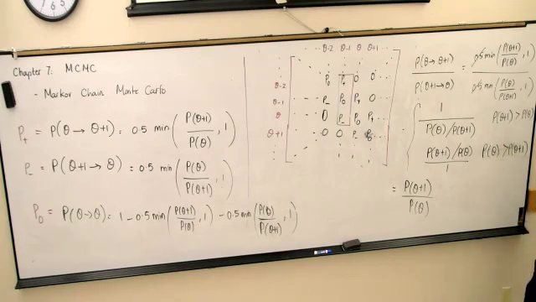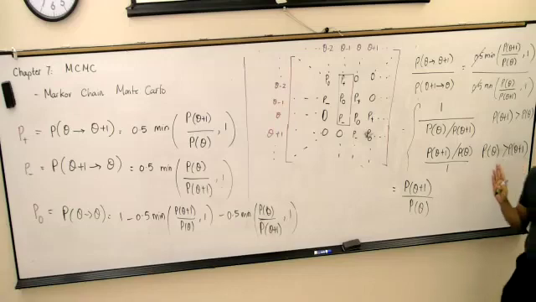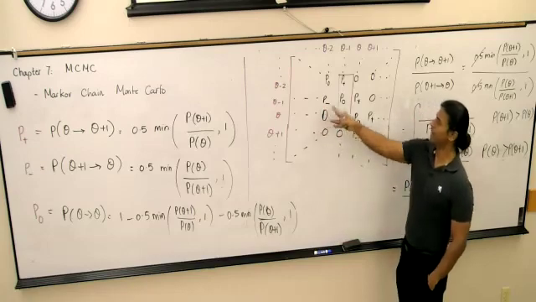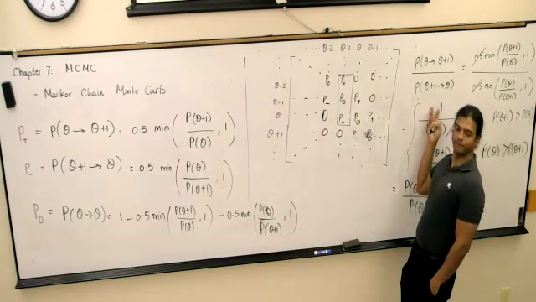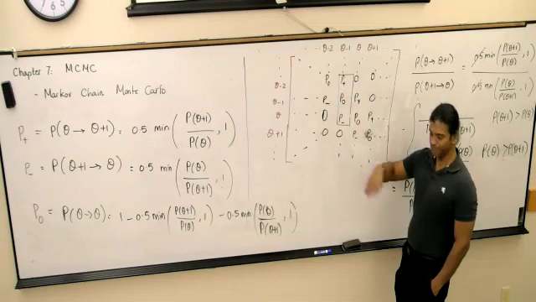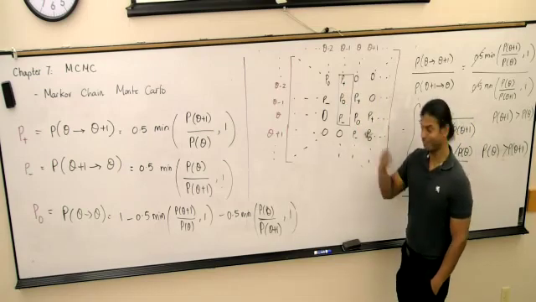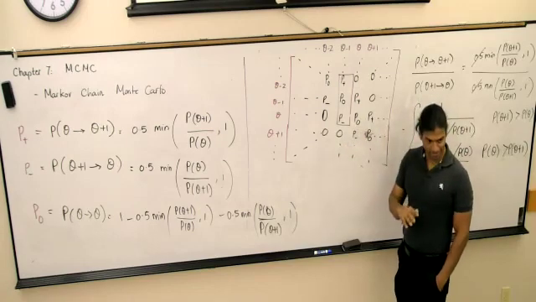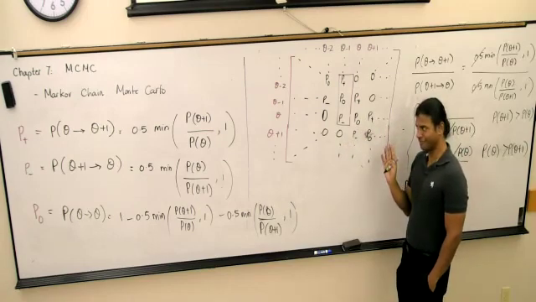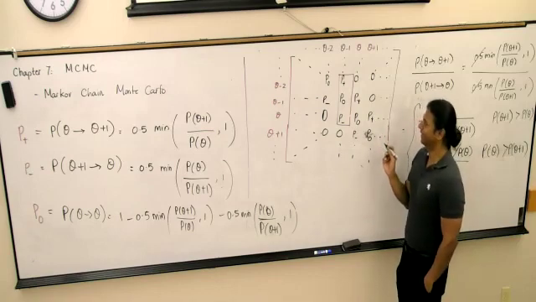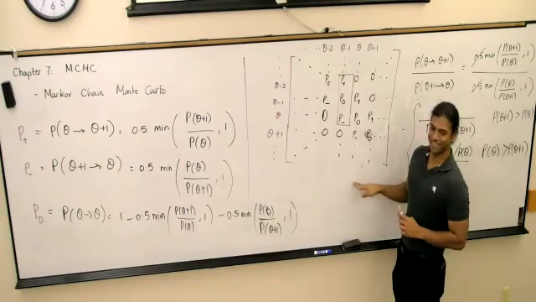Do we agree? Doesn't matter which row or which column you take, if you add them, it becomes 1. Add P plus, P0, P minus. P minus, P0, P plus. And every single value is a probability. Is it symmetric? Yes, the transition matrix is symmetric. Is it positive definite? Yes, it is. Does that make sense?